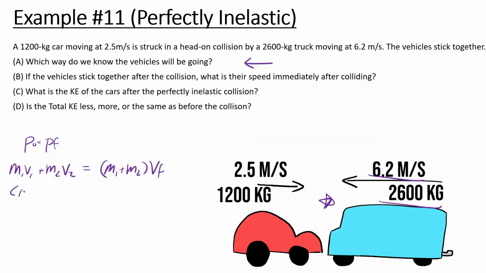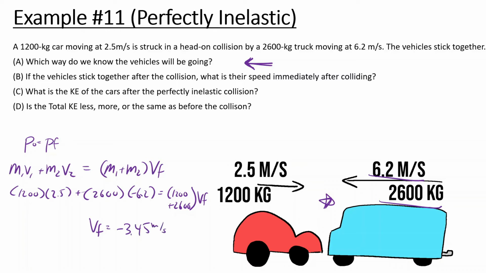So let's see. M1 is 1,200, V1 is 2.5, M2 is 2,600, and V2 is negative 6.2 because it's going to the left. This is going to be equal to 1,200 plus 2,600 times V final. Now let's figure out what this final velocity is. We should get a negative answer because when they collide, they're going to the left. So let's see what we get. 1,200 times 2.5 plus 2,600 times negative 6.2, and we divide this by 1,200 plus 2,600. And we get negative 3.45 meters per second, like we predicted.